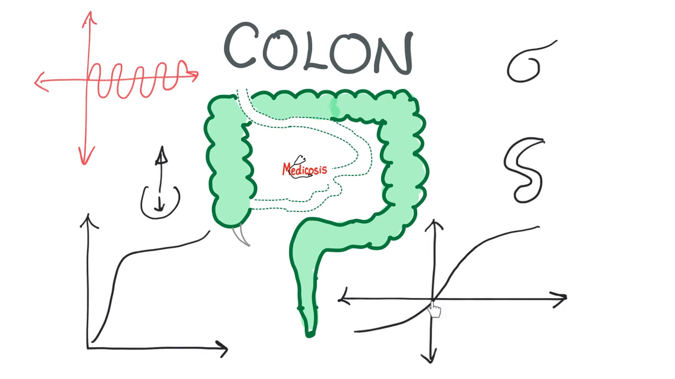What else is sigmoid in the body? How about the sigmoid dural venous sinus in your brain? It also looks like an S. See, medicine and mathematics make perfect sense once you understand what the French toast you're talking about.